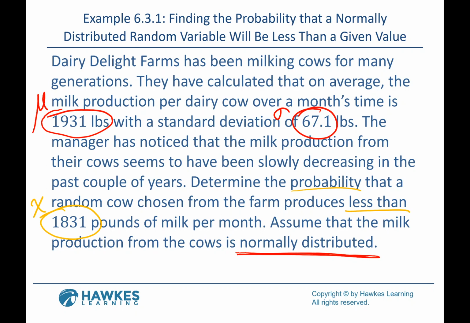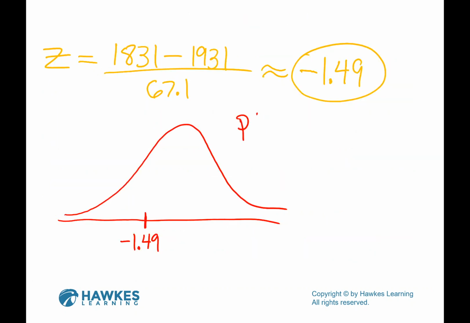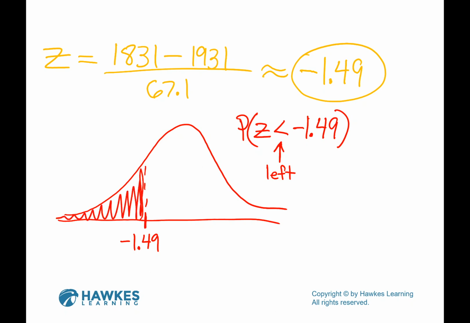it says we want to determine the probability that a cow produces less than that number of pounds of milk. Okay. So what we're looking for, now that we've changed it to a Z, is the probability that Z is less than negative 1.49. What type of area is that going to be? Left, right, in between, or two tails? Remember how to tell last time, less than points to the left. And so we want the area to the left. This tells us we want the area to the left. So we want the area to the left of negative 1.49 from our standard normal distribution.